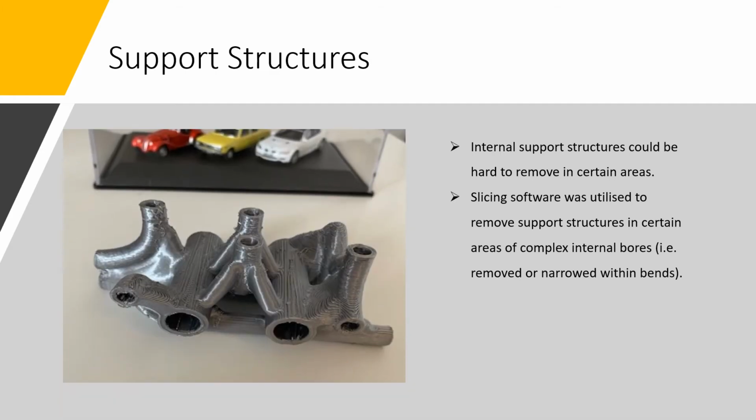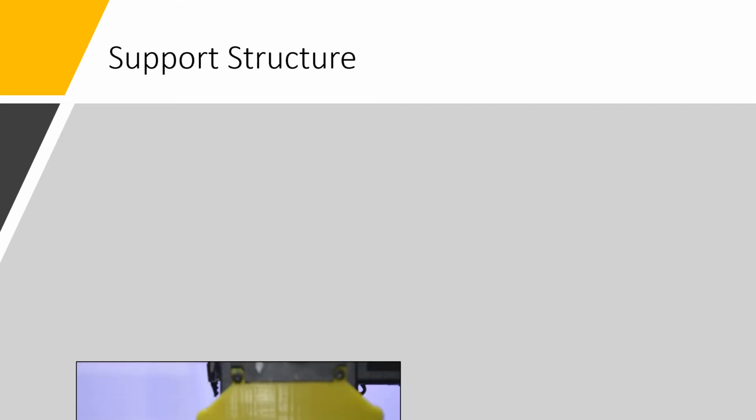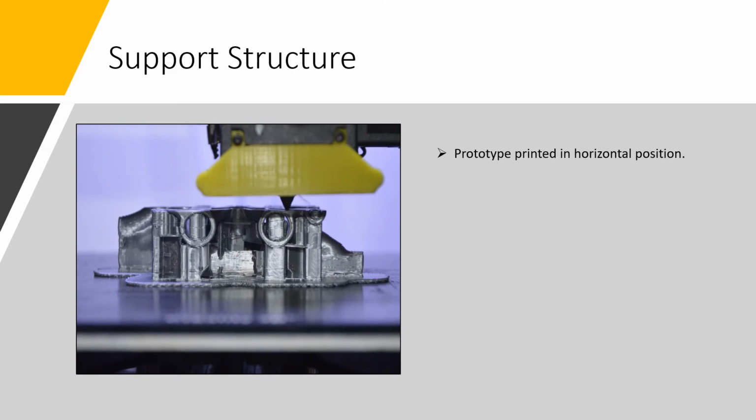A prototype was then printed to ensure the support structure removal was possible. As can be seen in the image, this was successful. The prototype was printed in the horizontal build position. This position was selected as it would provide the quickest and cheapest print.